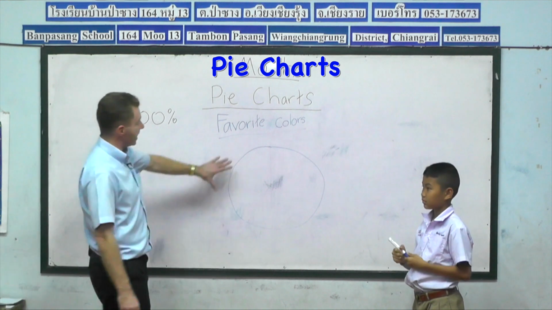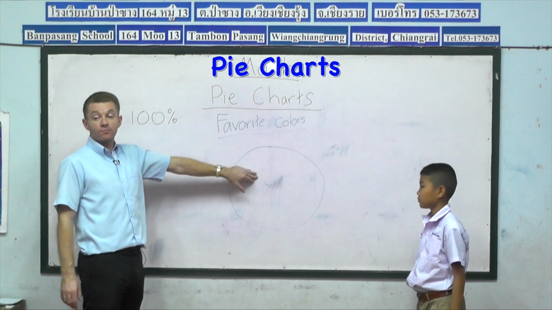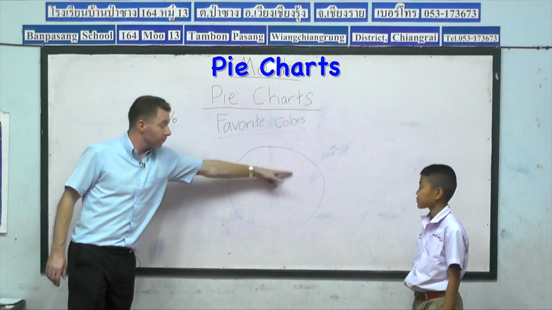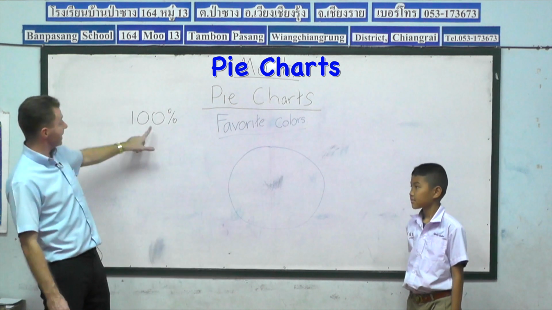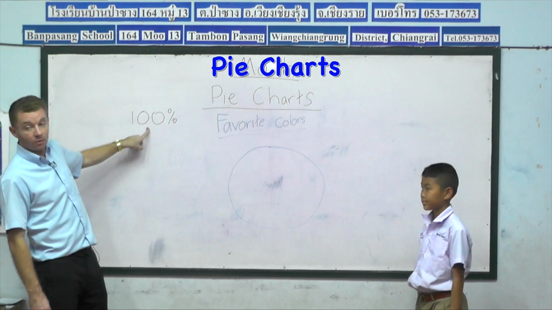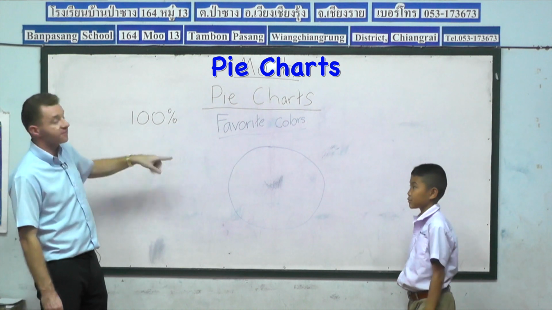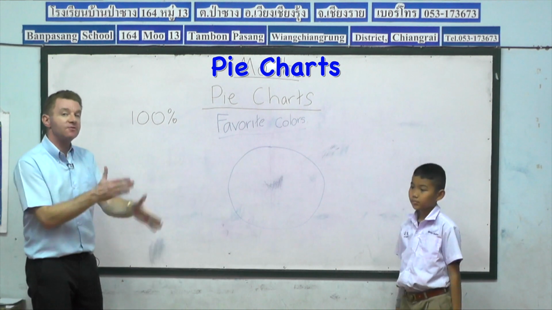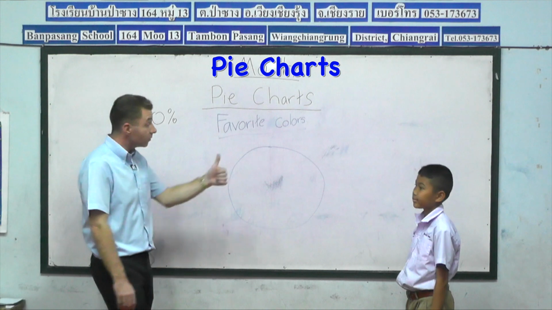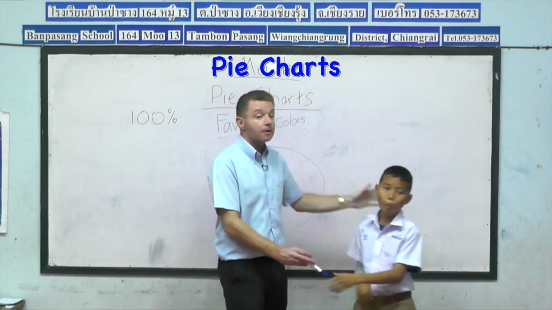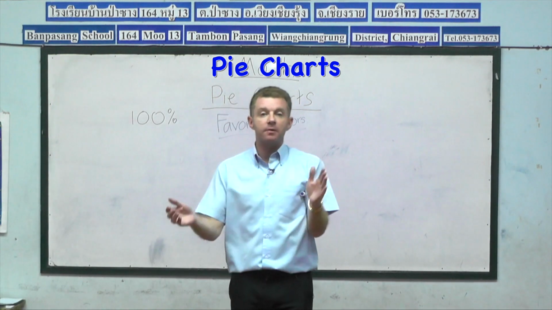So you can see now the pie chart is ready to be drawn. Now it's a complete circle representing how many percent? 100%. Now we can begin putting the pie chart into slices. Bangpon, that was brilliant. High five and a big round of applause for Bangpon, please, guys.